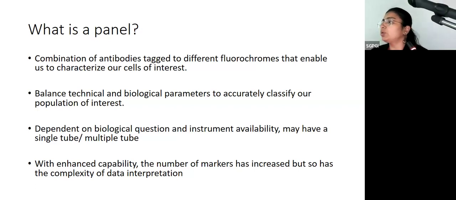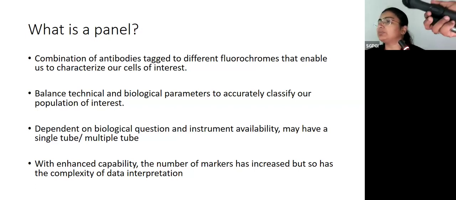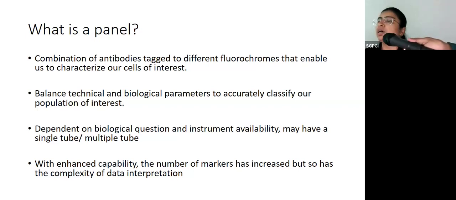So you learned about the instruments in the morning when Dr. Hemant spoke to you. Depending on the instrument, you will have a single tube or multiple tubes for your analysis. For example, if you have to do flow for B-ALL MRD and you have only a 4-color machine, you might have to put up 5 tubes. If you have a 6-color machine, you might have to do 2 or 3 tubes. If you have an 8-color machine, 2 tubes. With 10 or 12 colors, a single tube will do. So it depends on the capability of your equipment as well.